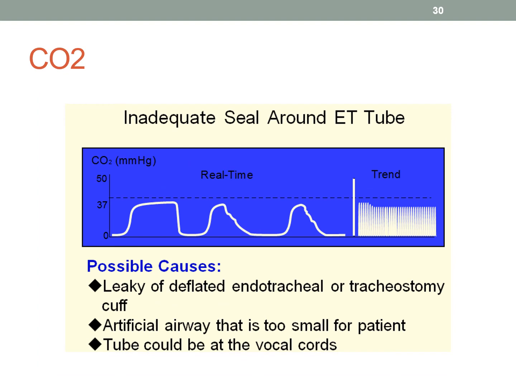Here is showing a gradual change. If you're looking at the trend, you have a good end tidal there, and then all of a sudden it just tapers down. You still have some, but it doesn't look like it did before. So this could be a leak, a leak around the ET tube or the trach, possibly any type of airway that might be too small for the patient, or maybe the tube is too high. So that would be an example of what that could look like.